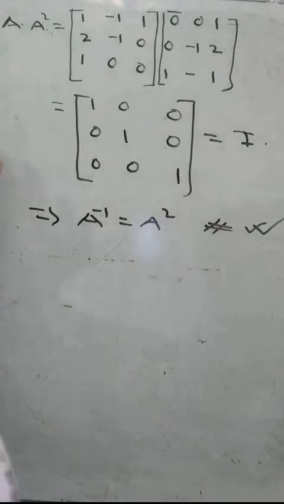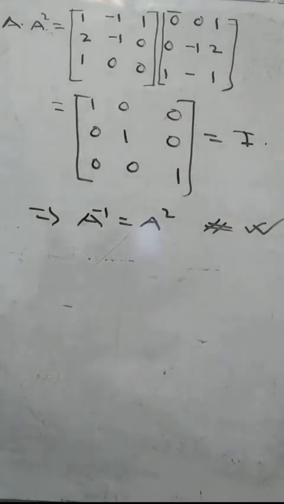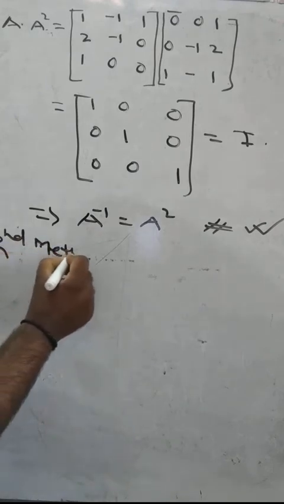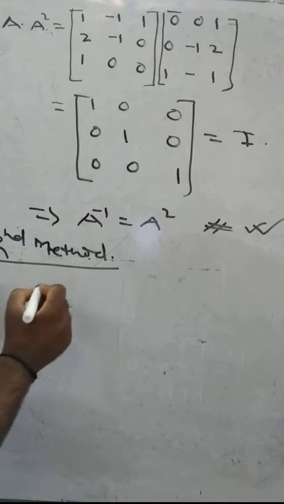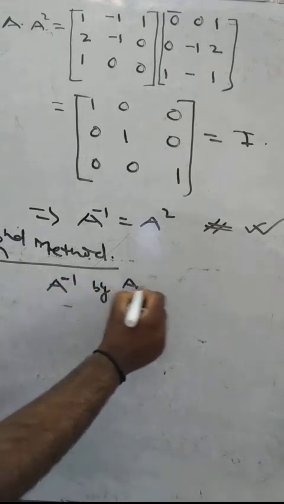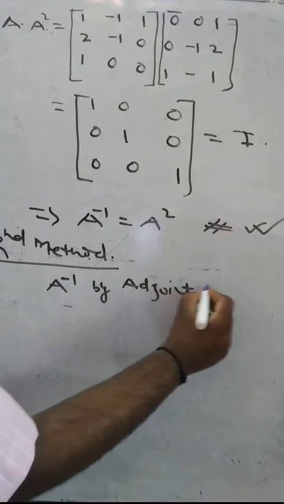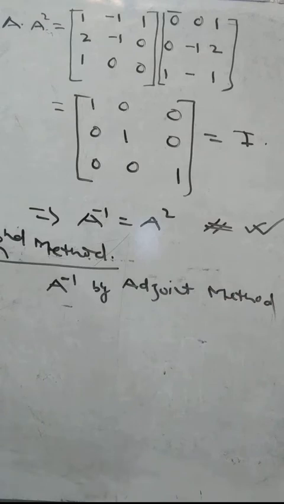This is the first method, or you can say this is the first approach, by which we prove that A into A square is equal to I. What is the second method? In the second method, what we have to do, we have to find A inverse by adjoint method.